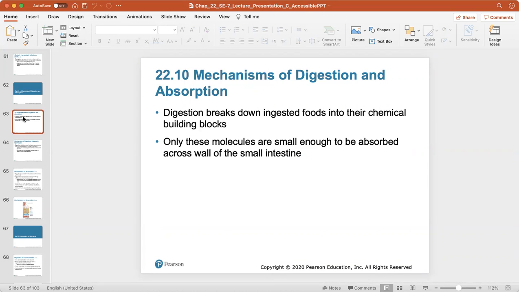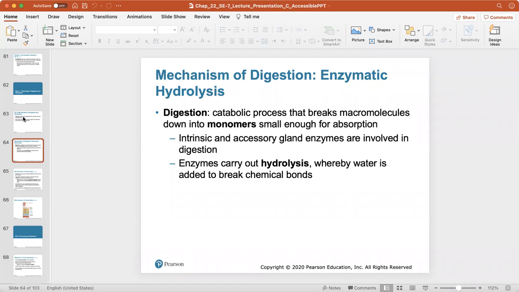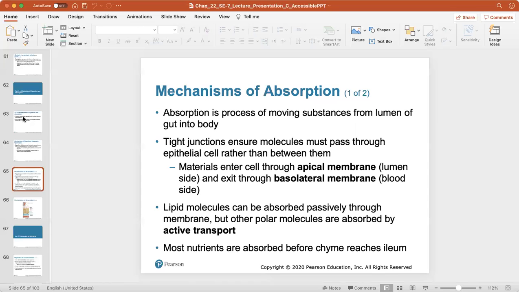So the word digestion has to do with breaking down ingested food into its chemical building blocks, and only 3 molecules are small enough to be absorbed across the wall of the small intestine. Digestion is the catabolic process that breaks macromolecules down into monomers small enough for absorption. You have intrinsic and accessory gland enzymes, which are involved in digestion. The enzymes carry out hydrolysis, where water is added to break down chemical bonds.